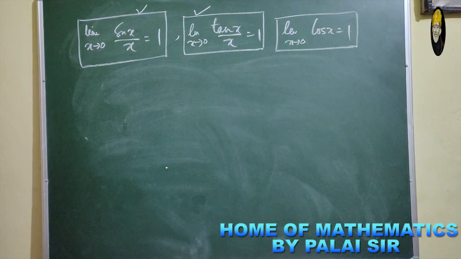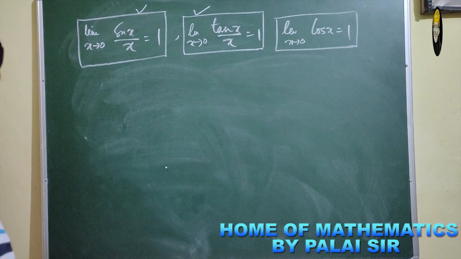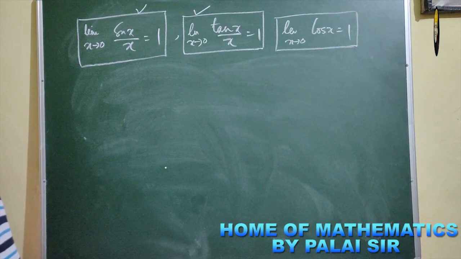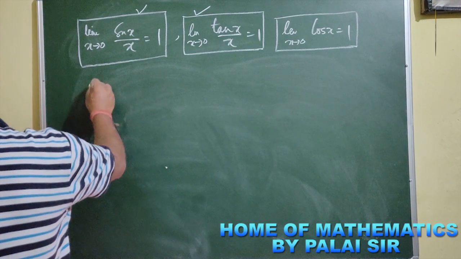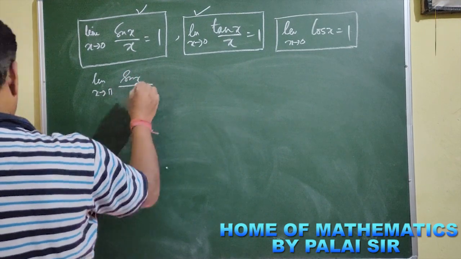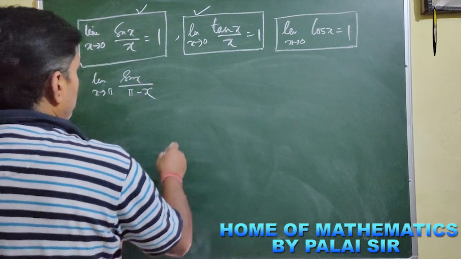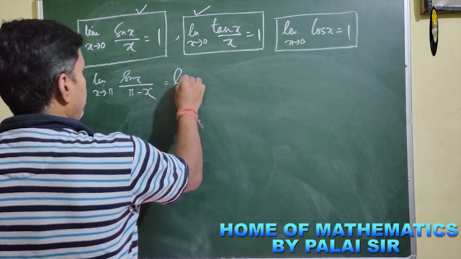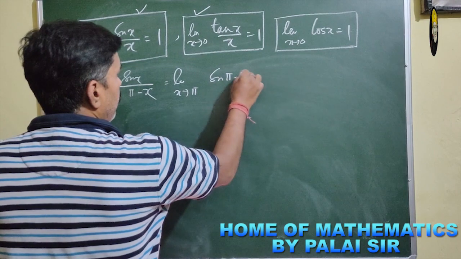Suppose you are taking another problem. We will take some more problems regarding this formula. Here it is, limit x tends to pi, sin x by pi minus x. So here this can be represented as limit x tends to pi, sin x can be written as sin of pi minus x.